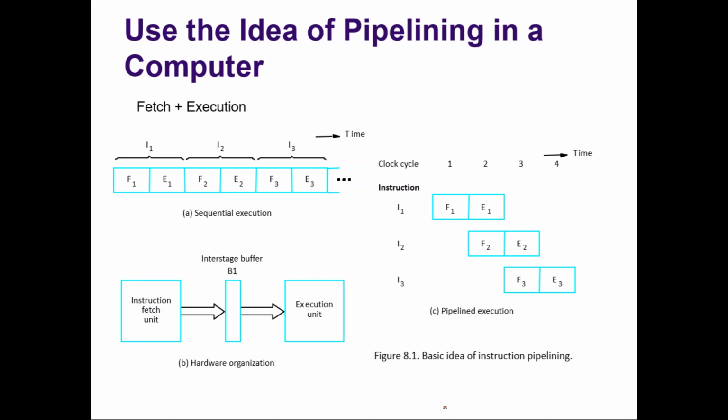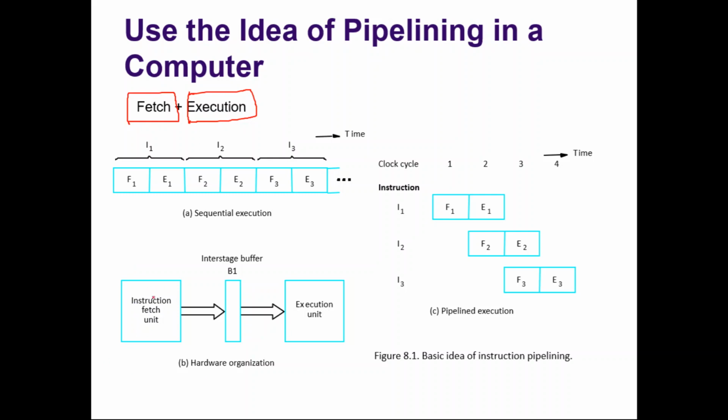So let us start with a simple case. Let us take a typical processor that has two pipeline stages. What are they? One is fetch, the other one is execute. It is shown here.